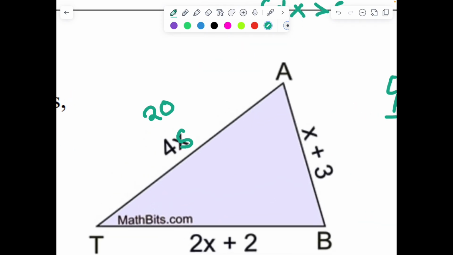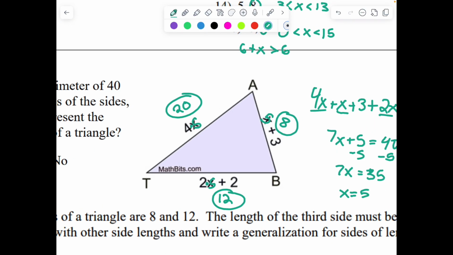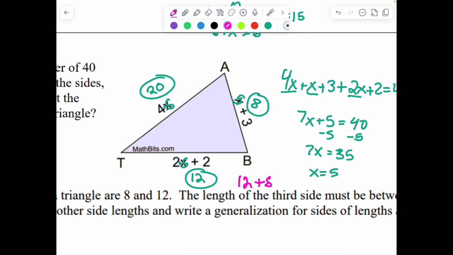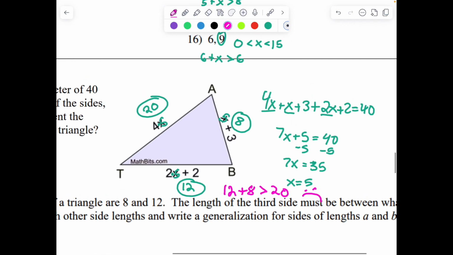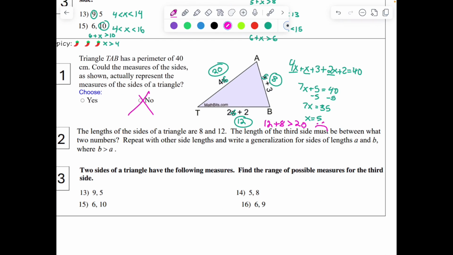Okay, so let's plug 5 in for x then. So the side would be 20 if we plugged in 5 for x. Plug in 5 for x, this side is 8. And then plugging in 5 for x, we're going to have 12 here. Okay, so 20, 8, and 12, is this possible? Well, we need to make sure that the two smallest sides add up to more than the bigger side. So does 12 plus 8 end up being more than 20? And that is no. 12 plus 8 is 20, and we need it to be more than 20. So this is not possible.